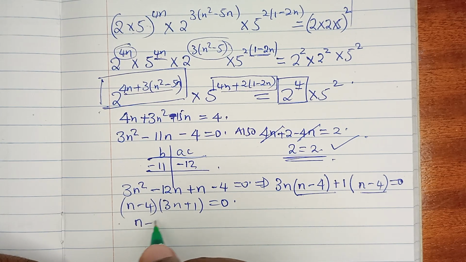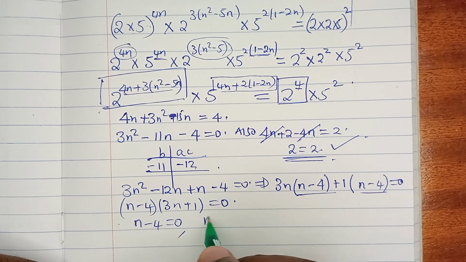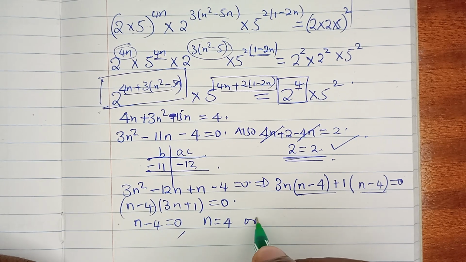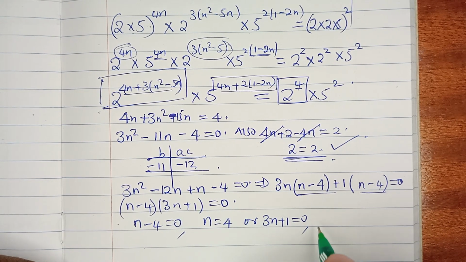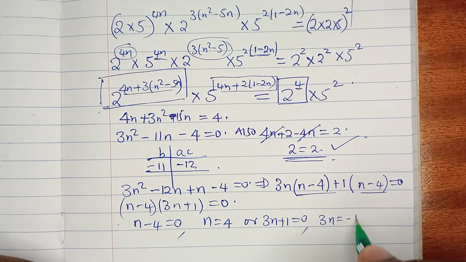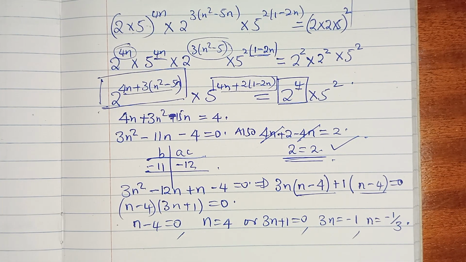It could be n minus 4 is 0, and if this is true, n is equal to 4, or 3n plus 1 is equal to 0, and if this is true, 3n is equal to minus 1, so n is equal to negative a third. And those are the two possible values of n. Thank you. I hope you're helped.